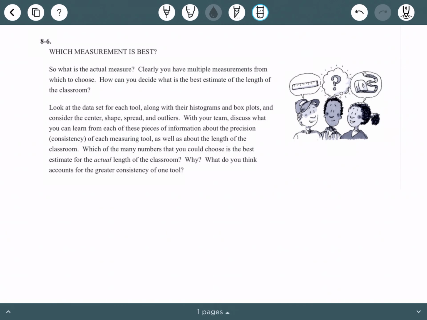All right, problem 8.6, which measurement is best? So what is the actual measure? Clearly you have multiple measurements from which to choose. How can you decide what is the best estimate of length of the classroom?